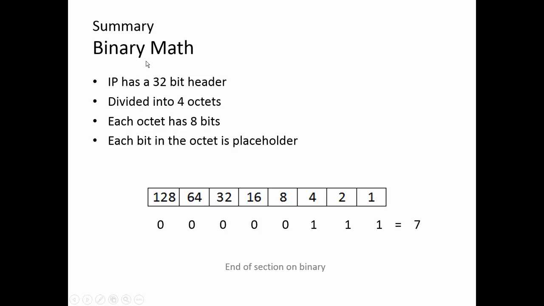In summary, in this section we looked at binary math, and we saw that IP has a 32-bit header. 32 bits are used to represent the IP address. It is divided into 4 octets. Each octet has 8 bits, and each bit in the octet is a placeholder. The first represents 1, the next represents 2, 4, 8, 16, 32, 64, and 128. And that is how 5 zeros and 3 ones can equal 7. And this concludes our section on binary math.